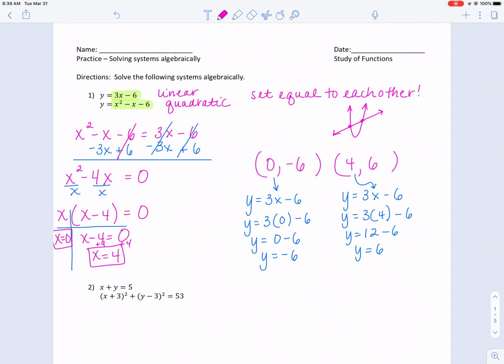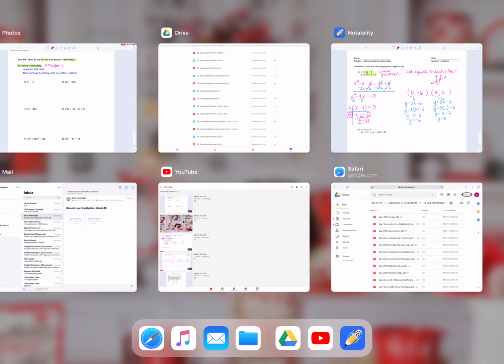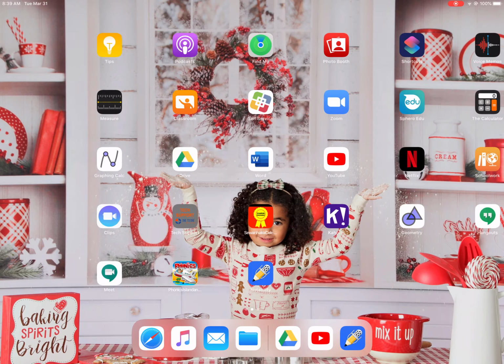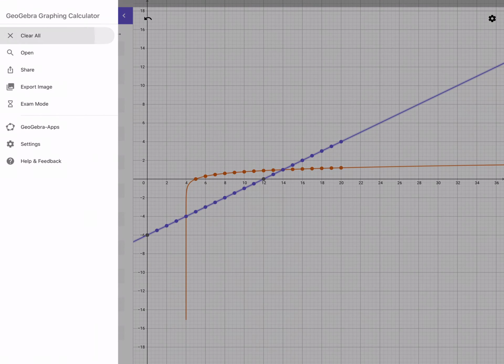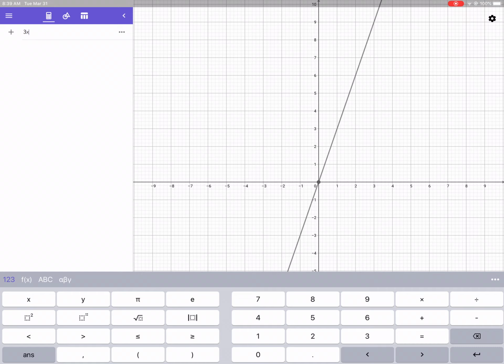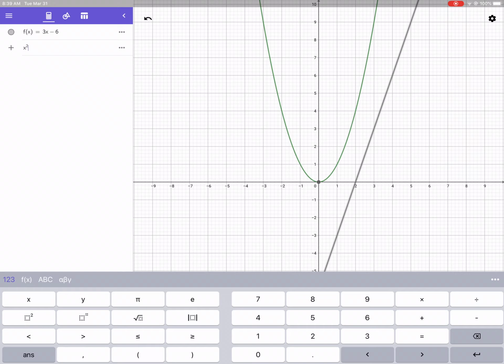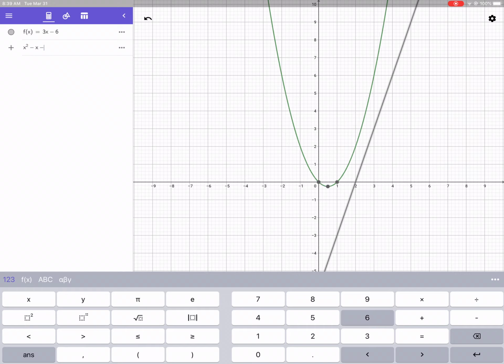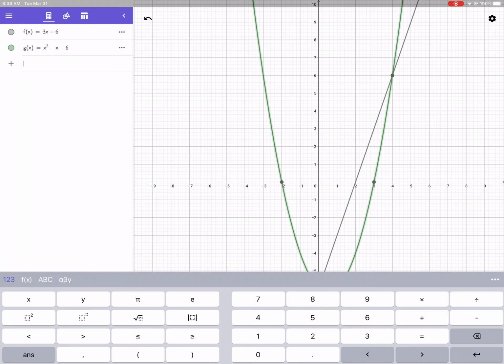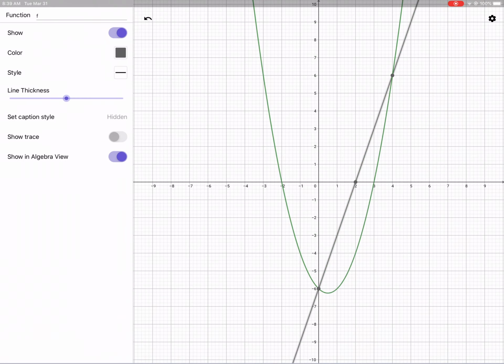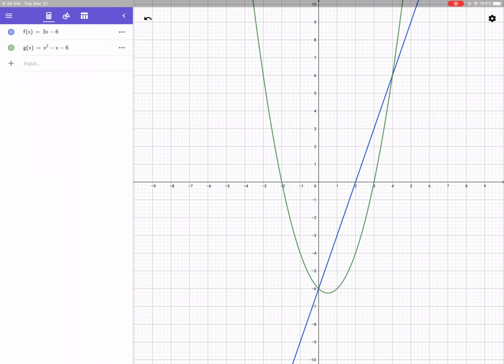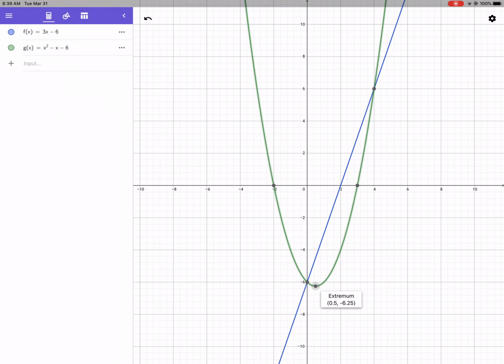Now I'm going to prove it to you. I'm going to go into the calculator and show you how you could easily check your answer. I'm going to go into GeoGebra. I'm going to clear everything out, and enter 3x minus 6 as the first equation. Then x squared minus x minus 6 was my other equation. I'm going to make this one blue. And what am I going to do? I'm looking for my points of intersection.